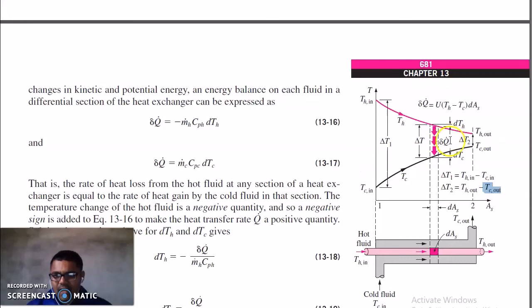So we will take it del Q. Now this heat transfer is equal to del Q is equal to minus mh Cph dTh. dTh is the temperature difference of the fluid due to this heat transfer. This is the differential temperature drop in the hot fluid due to heat transfer, and this is the differential temperature gain in the cold fluid, which is dTc. So del Q is equal to mc Cpc dTc.